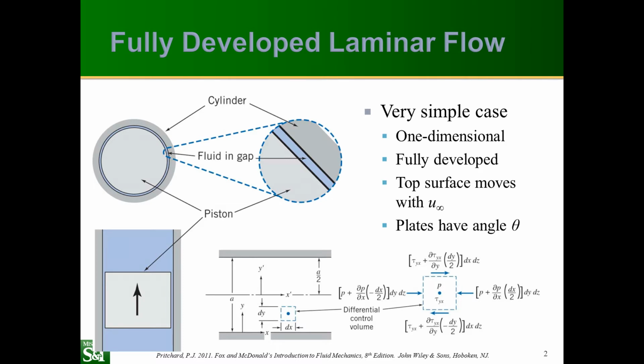We can do that by assuming that the flow is what we call fully developed, which means it no longer changes in the flow direction. So if the flow is moving in the x direction, it means all of the x direction gradients are 0. We're going to look at a case here where the top surface can be moving and the plates are angled with respect to the horizontal, so you could have gravity forces be involved.